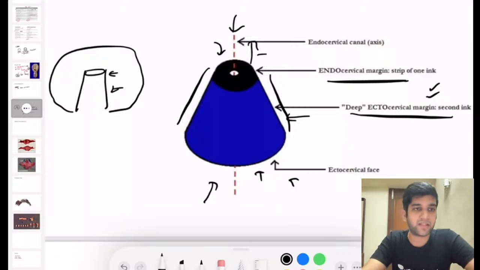And like Ramya said, I'm going to gross them in a clockwise fashion. Yeah, okay, perfect. Parallel cuts or a clockwise fashion. You cut them from 12 o'clock, just open them. Before that, very, very important, fix the cervix properly.